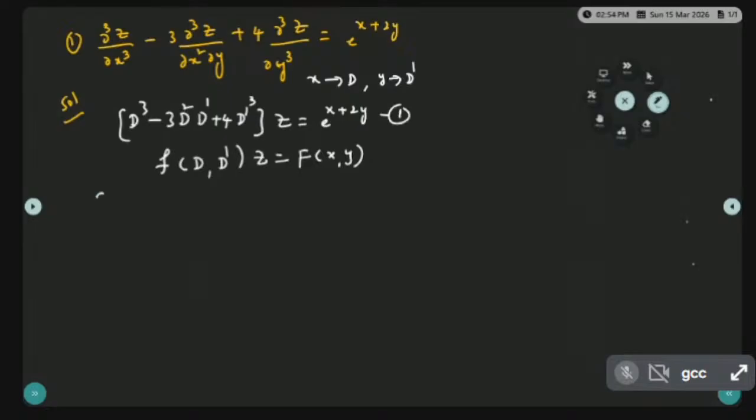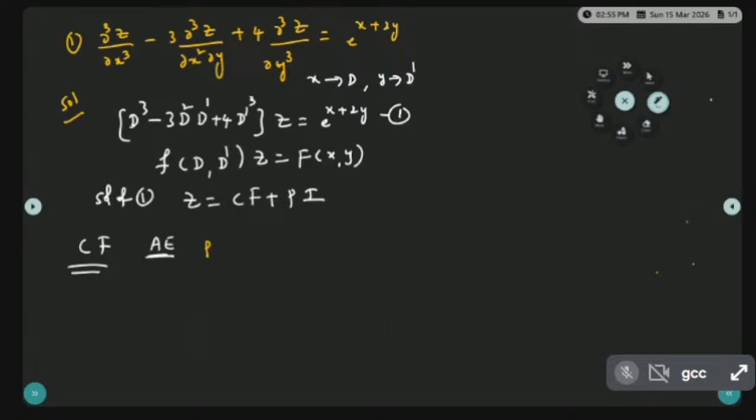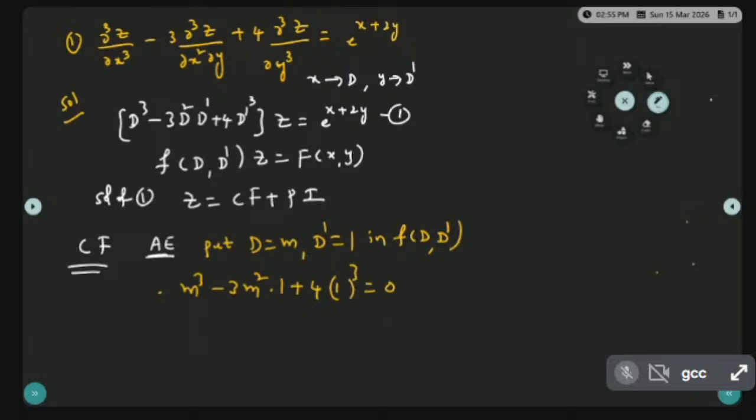What is the solution of this? Z equal to CF plus PI. CF: what is the auxiliary equation? How do you obtain this auxiliary equation? Put D equal to m, D dash equal to 1 in f of D comma D dash. It will give you m cube minus 3m square plus 4.